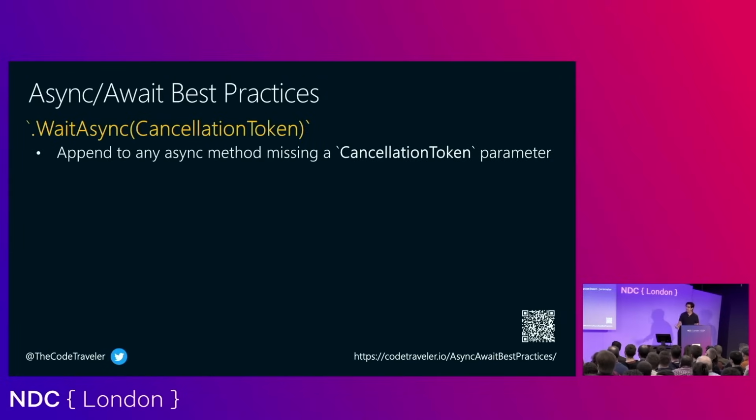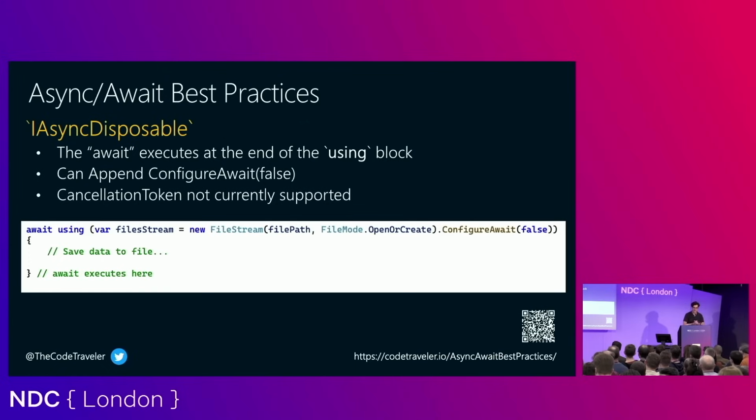Okay, WaitAsync. So again, if we ever have to consume an async task method that doesn't allow us to pass in a cancellation token, shame on that developer who wrote it, but that's cool. We can just use the WaitAsync extension method and pass in our cancellation token there, and then it's basically the same thing. It's as if they did allow us to pass in a cancellation token to their task.